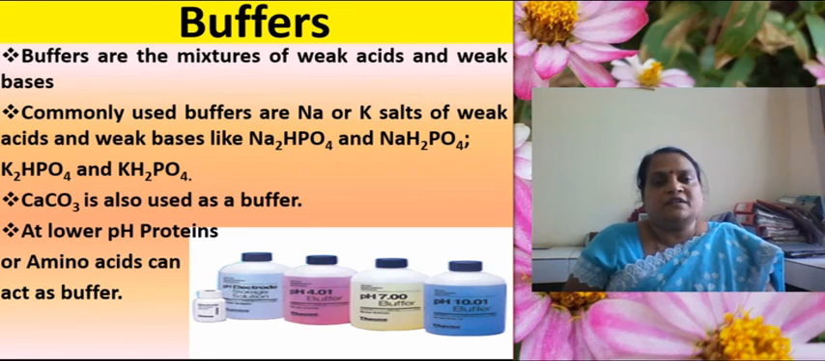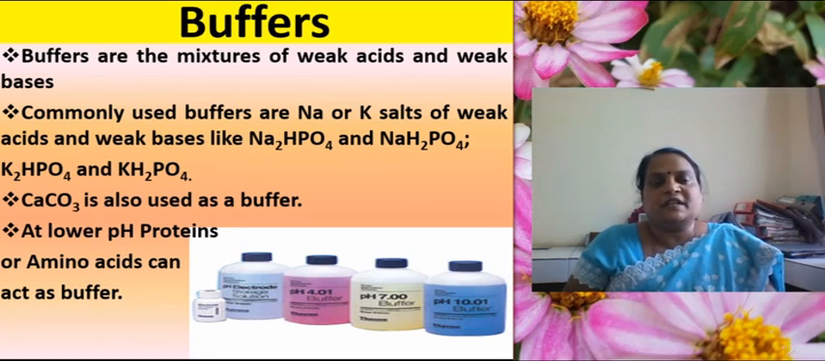Buffers are usually the mixtures of weak acids and weak bases. Commonly used buffers are sodium or potassium salts of weak acids and weak bases like Na2HPO4 and NaH2PO4, K2HPO4 and KH2PO4. Monobasic and dibasic salts are used. Calcium carbonate can also be used as buffer. At lower pH, proteins or amino acids can act as buffers.